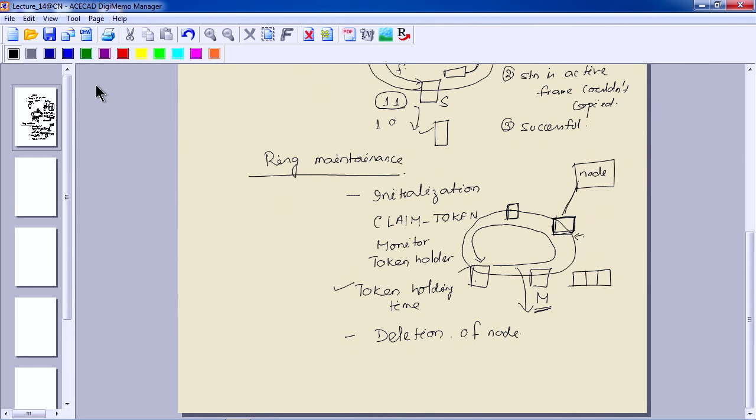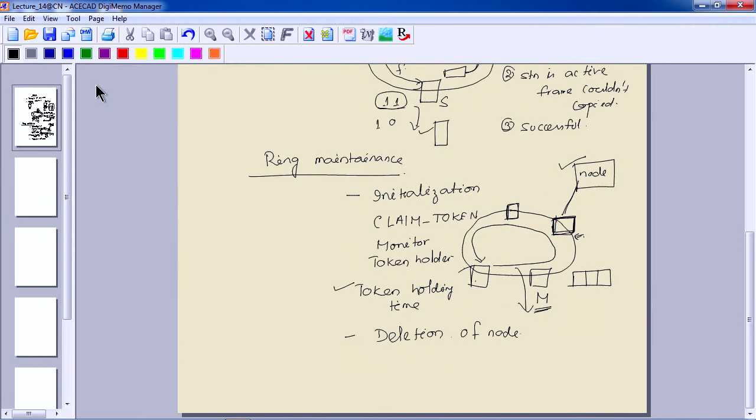If it is getting power from the ring, then shutting down of the node has no effect on the ring. The node may come up, the node may go down anytime, and the interface does not have to do anything with that. But if the interface gets the power from the node, then shutting down of the node requires the interface to be switched off, and the input of the interface and the output of the interface to be connected.